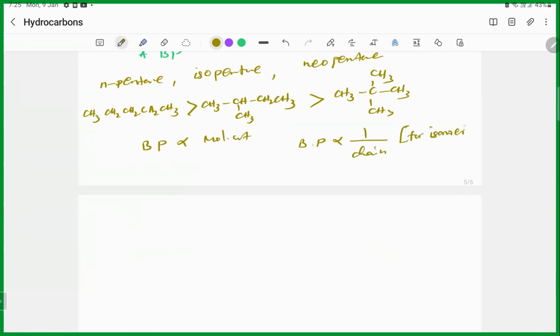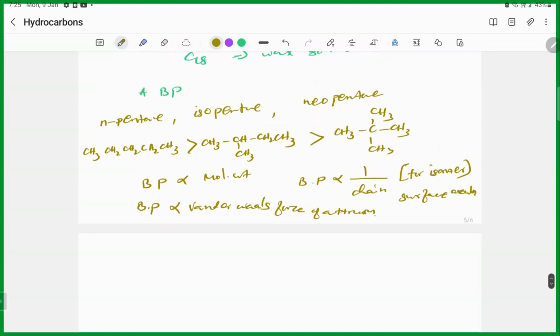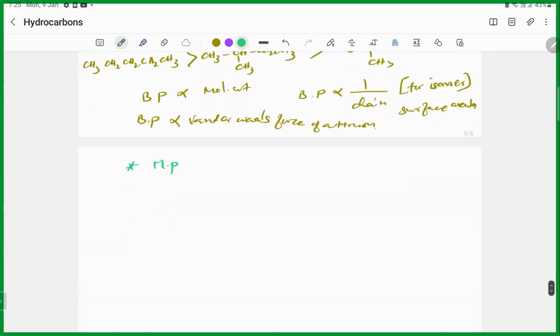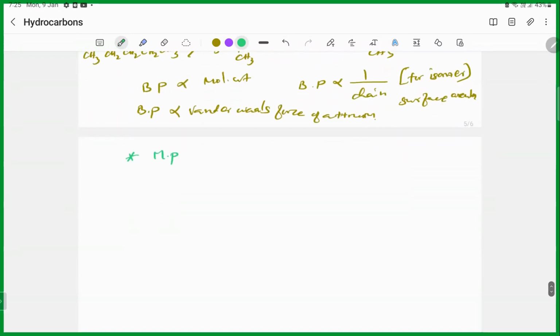Why? Because the surface area decreases. And the boiling point is directly proportional to the van der Waals force of attraction. If it is a liquid, you are changing the boiling point. And if it is a wax, you have the melting point. The linear chain compound containing an even number of carbons has a higher melting point than the odd one.